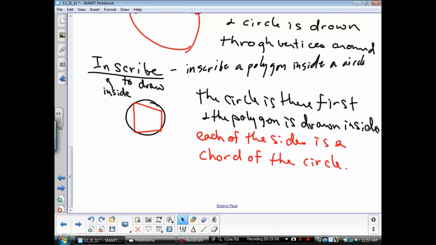If it helps you, inscribe a polygon inside a circle. That's what inscribe means, to draw inside. The circle is there first, then a polygon is drawn inside. Circle first. Each of the sides is a chord.